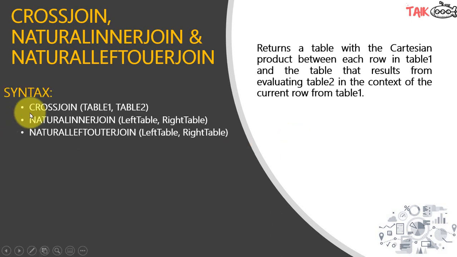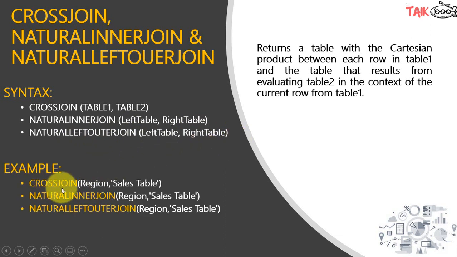The syntax is cross join table 1 comma table 2. It works the same way with natural inner join, left table comma right table, and natural left outer join, left table comma right table. The example is cross join, region is table 1 and sales table is table 2. Natural inner join, left is region and right table is sales table. Natural left outer join, region is the left table and right is sales table.